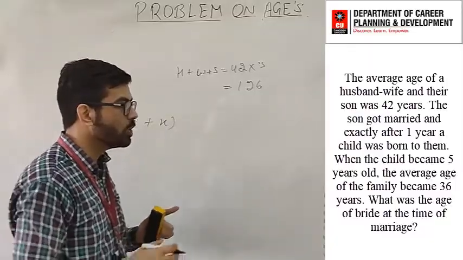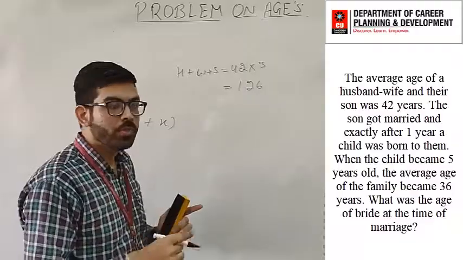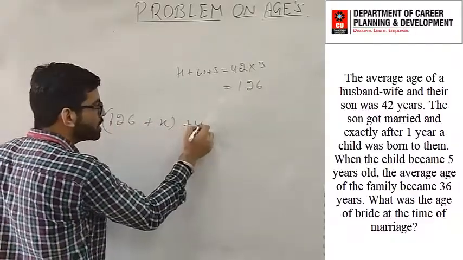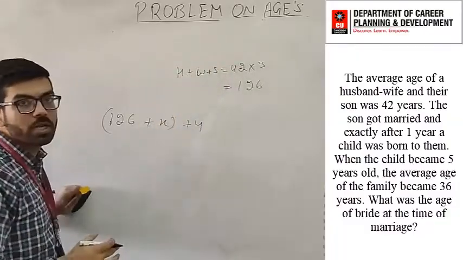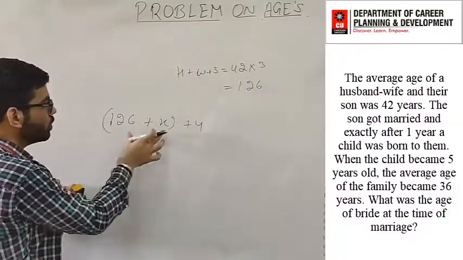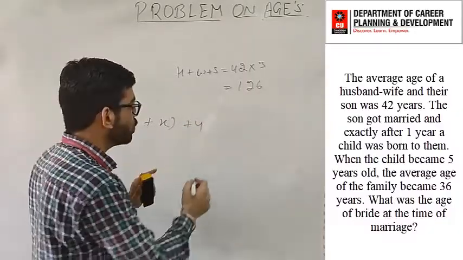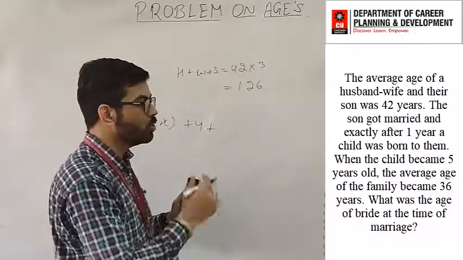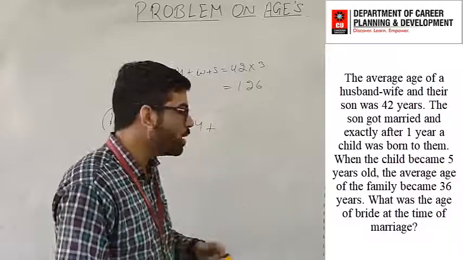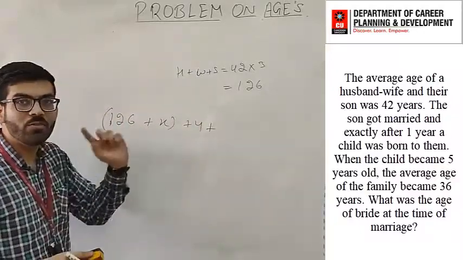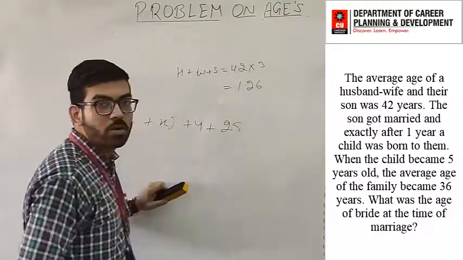Now next part of the question: exactly after 1 year a child is born. That means we have to add 4 to this number, because 4 members are there: husband, wife, son and daughter-in-law, and 1 year of everyone is added. Next, when the child becomes 5 years old, how many persons are there? 5 persons are there. So total addition in terms of age comes out to be 5 into 5, 25.